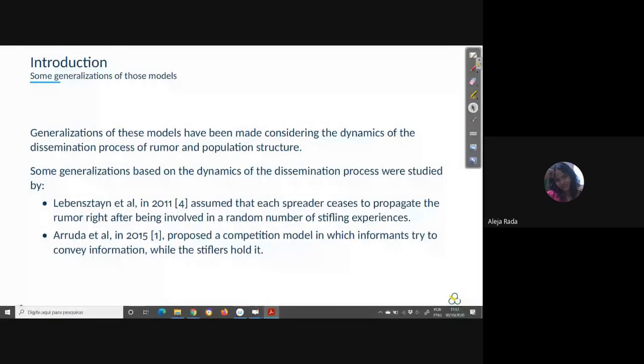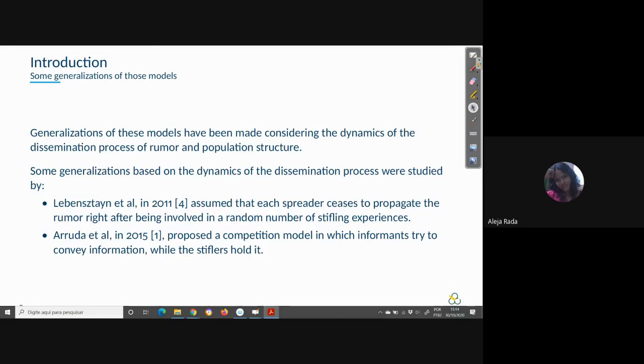Generalizations of these models have been made considering two options: changing the dynamics of the dissemination or changing the population structure, I mean the graph. Generalizations based on changing the dynamics of the process were studied by Ercio Levenstein, Pablo, and Fabio Machado in 2011, and they assume that each spreader stops propagating the rumor after being involved in a random number of stifler experiences. A stifler experience is the interaction spreader-spreader or spreader-stifler.